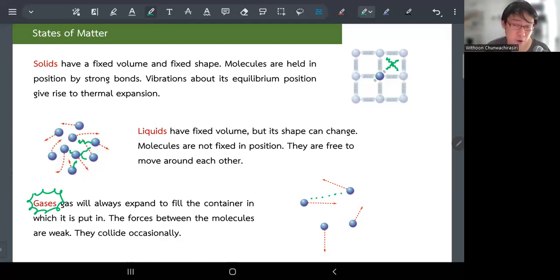Is that a good point? This doesn't mean that thermodynamics does not apply to liquids and solids. Thermodynamics applies to everything in this universe. However, studying gases is going to give you the easiest access to thermodynamics.